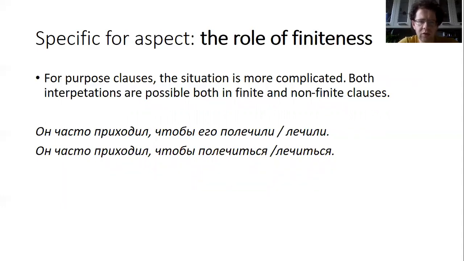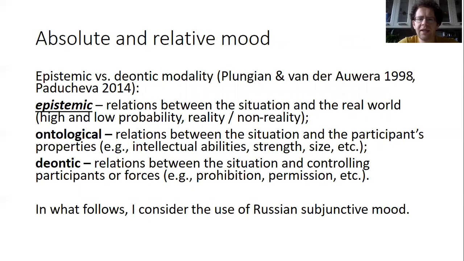However, in purpose clause, the situation is more complicated, and both finite purpose clauses and non-finite purpose clauses are compatible both with relative and absolute aspect interpretations. Let's turn now to the absolute and relative mood interpretations. These notions are a little bit more problematic than with the aspect, but we will try to explain what this means.